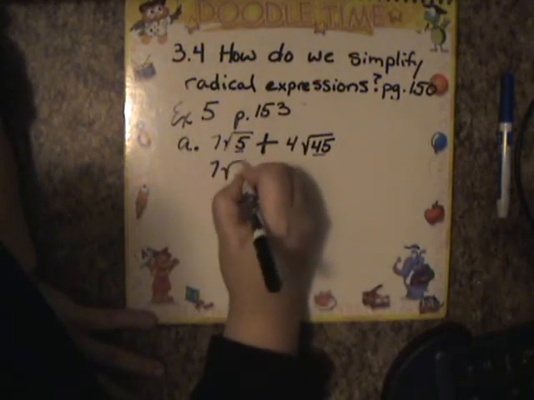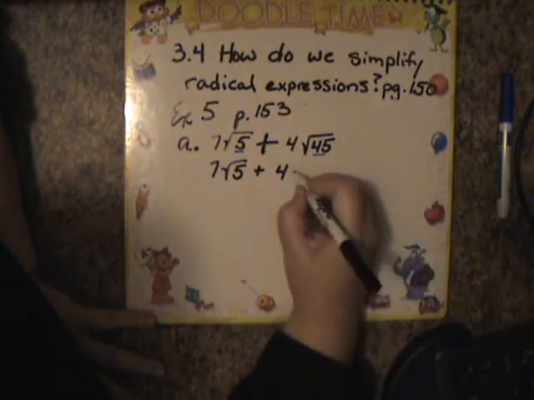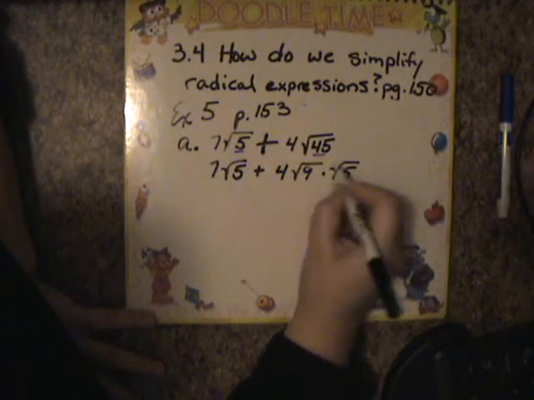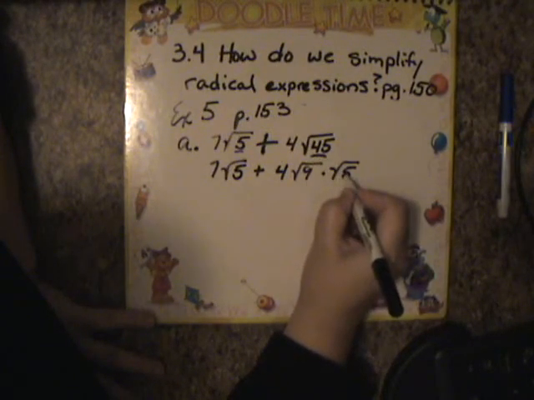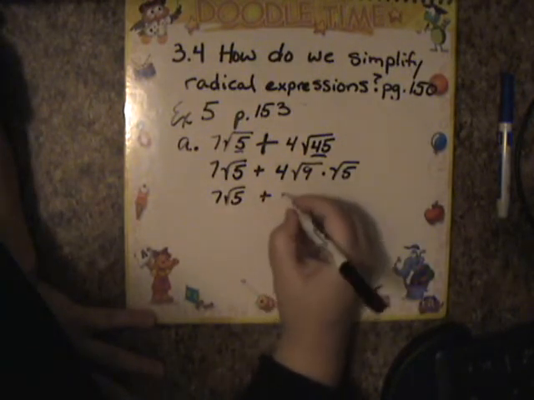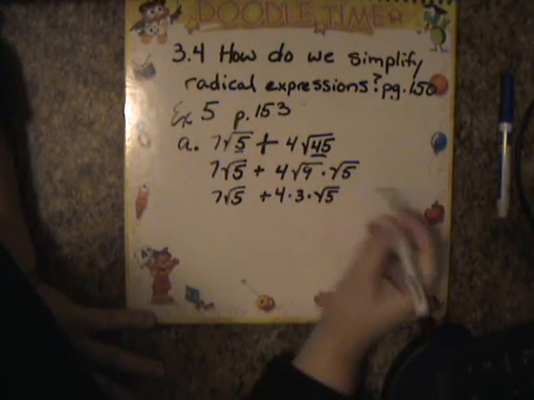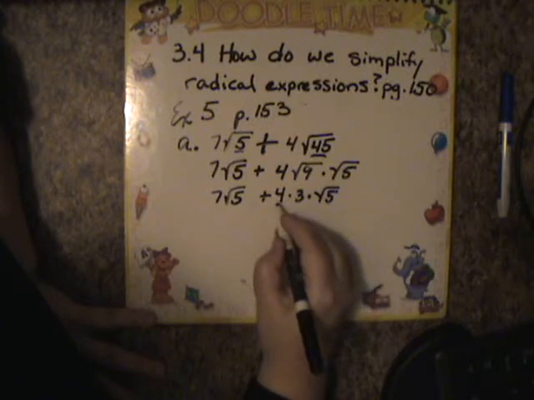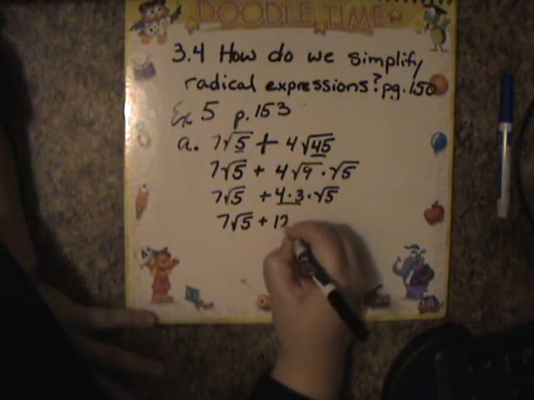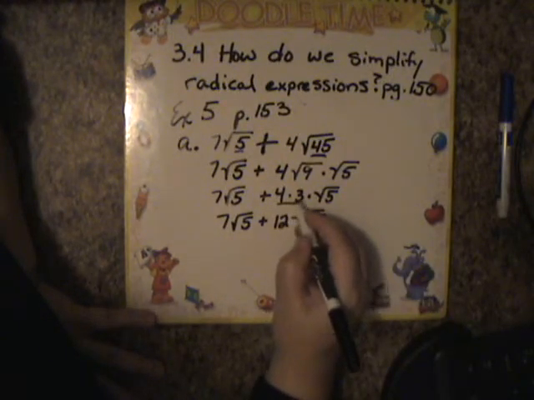So 7 square root of 5 plus 4, and this is times the square root of 9 times the square root of 5. We're dividing up that 45 into 9 and 5. So 7 radical 5 plus 4 times 3 times the square root of 5. Now here I can combine the 4 and the 3. 7 square roots of 5 plus 12 radical 5. Okay, I multiplied 4 by 3.